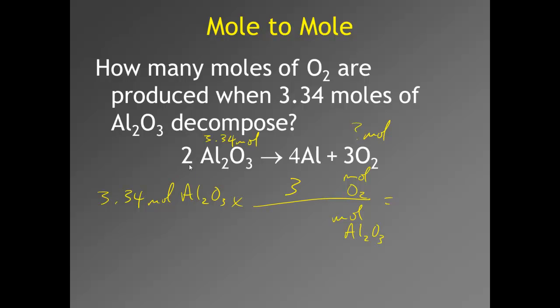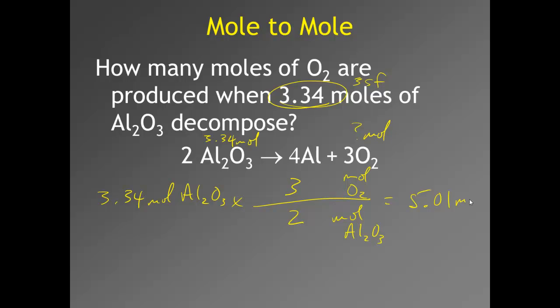Next to aluminum oxide, I have a 2. So 3.34 times 3 divided by 2. And that gives me 5.01 for an answer on the calculator. Well, if I look at my sig figs right here, that's 3 sig figs for the 3.34, and the 3 and the 2 are infinite. So 5.01 actually came out to the perfect number of sig figs.